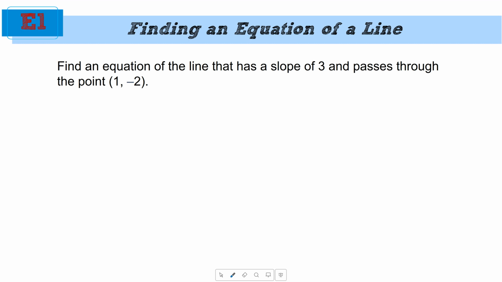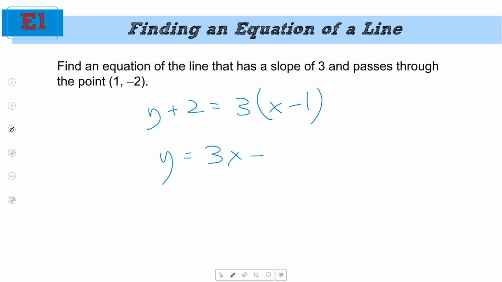Let's see. y plus 2 is equal to 3 times the quantity x minus 1. How'd I do? Good. Okay, good. y equals 3x minus 3 minus 5. Yep. Beautiful. Two different forms. Which one's more correct?